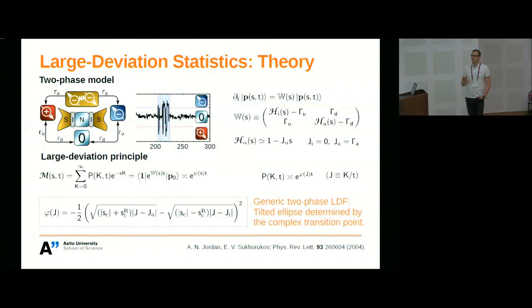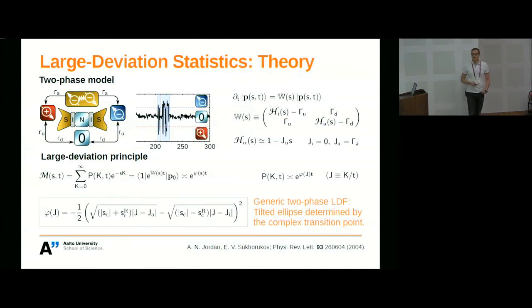And this current J alpha can be determined with very high accuracy. Okay, now I guess the next steps are pretty obvious. So as we discussed before, the moment generating function satisfies a large deviation principle. So we have this large deviation function psi of s, which depends on the counting field.